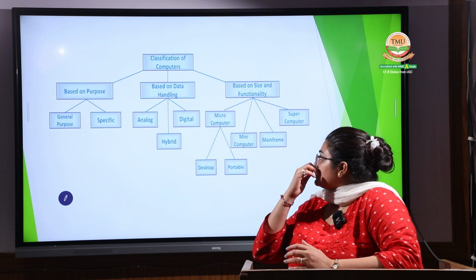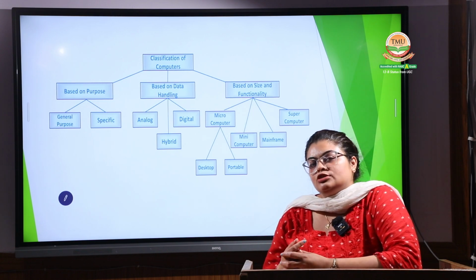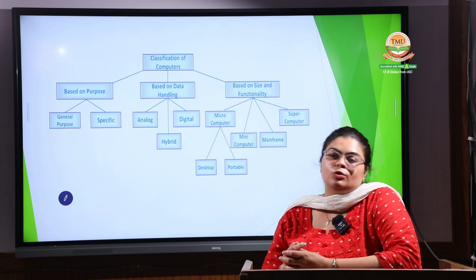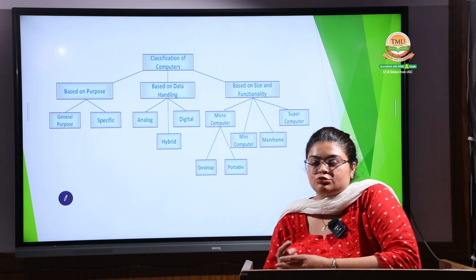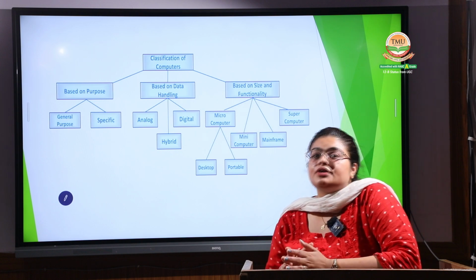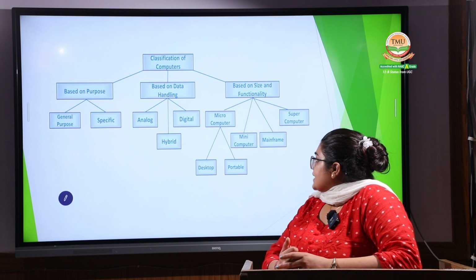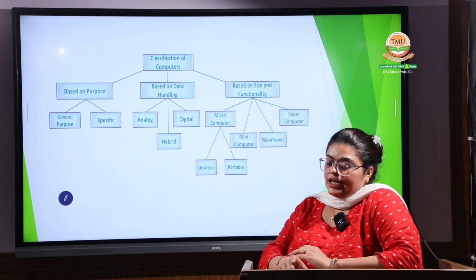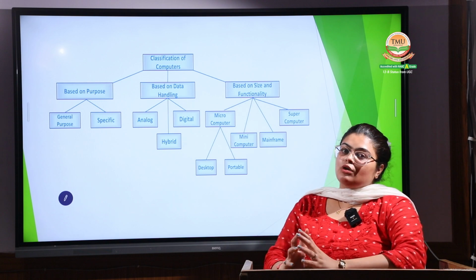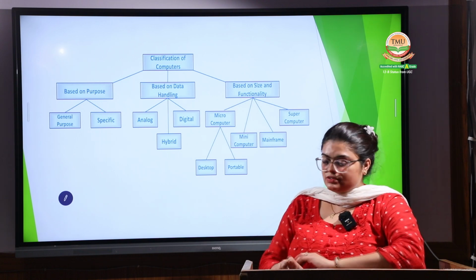According to the first, there are the microcomputers, and microcomputers include the desktops and the portable devices or the portable phones, we can say. So these are the computers which are smaller in size, or we can say in the micro form. And the next are mini computer, main computer, and supercomputer. So overall, this is the diagram of the categorization of the computer system on the 3 bases.